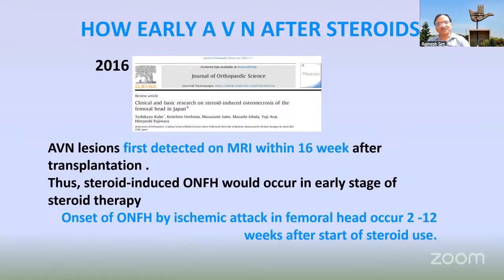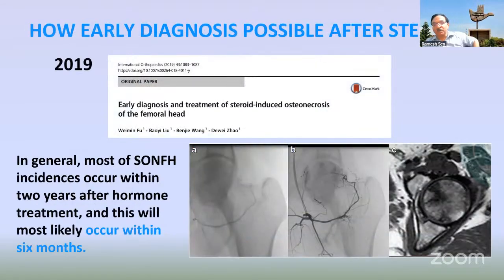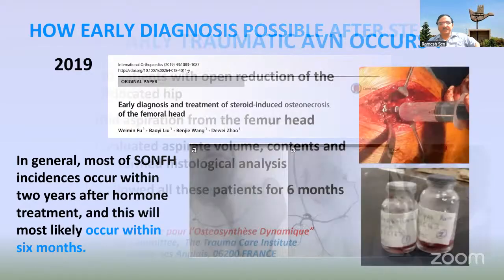Now the question comes, how early after the steroids does this AVN start? The literature says it can be detected within 16 weeks after transplantation, meaning after giving the steroid. Another study said the ischemic attack could be there within 2 to 12 weeks after the steroid. So it could be very, very early. The problem is the diagnosis may not be that early, but this publication said we may be able to diagnose within 6 months after the administration of steroid whether AVN is happening or not, but it may take up to 2 years in some instances.